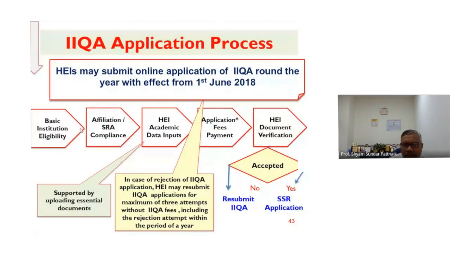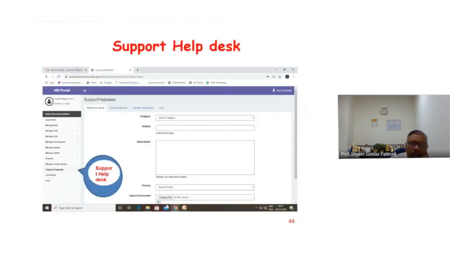So if you see here, the IIQ application process is basic institution eligibility, then affiliation, then academic inputs, support by uploading the essential document, application fee, then higher education institute document verifications. So in case of rejection, the HEI may resubmit the IIQ application. That is possible. But now, based on whatever documents they have asked for, these documents are to be uploaded. When the documents are uploaded, if it is accepted, then the SSR application portal can be accessed. If not, then you have to go for the next process. So that's the way the IIQ works.